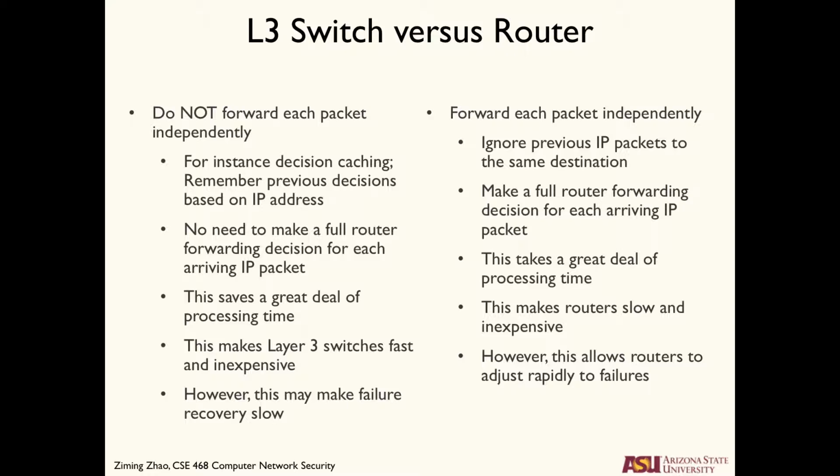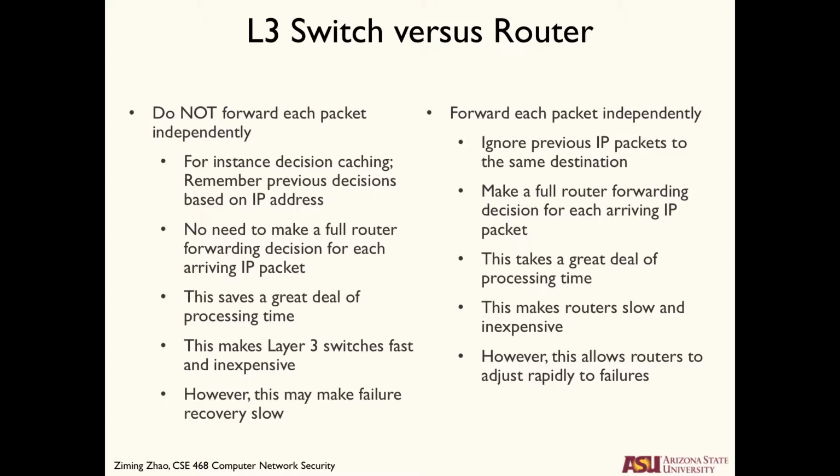A router forwards each packet independently. Whenever it receives a packet, the router will decide how to route it, so it may go through a different route to reach the final destination. To do that, it will make a full routing forwarding decision. And this can be very slow because it may lead to talking with other routers.